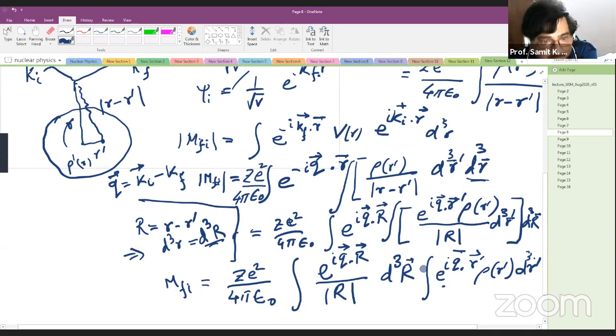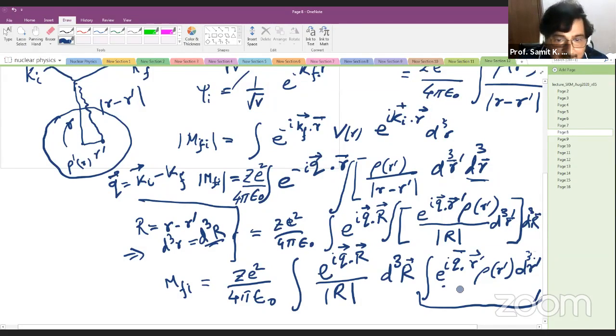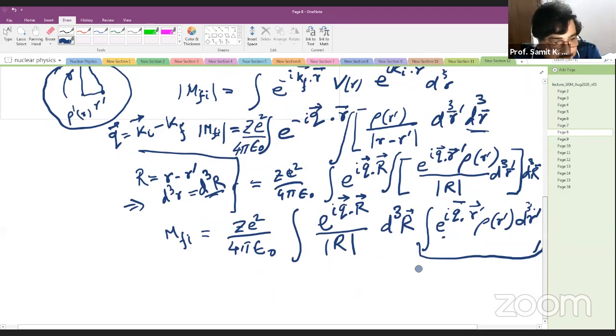So now we can see we have two separate integrations. One integration depends solely on r, and the other integration depends solely on the small r prime. And this particular quantity, if I say this is equal to 1, then it will be easy to solve. This is very easy, e to the power q dot r. So if I consider r prime is nearly 0, what do I mean by r prime nearly 0?